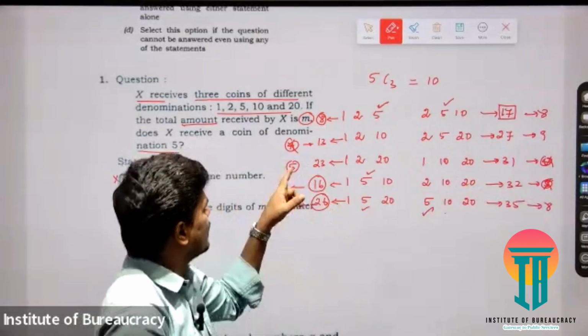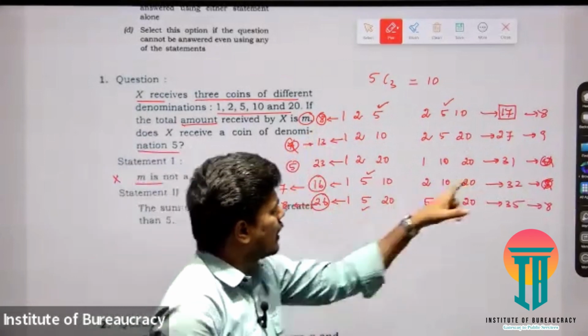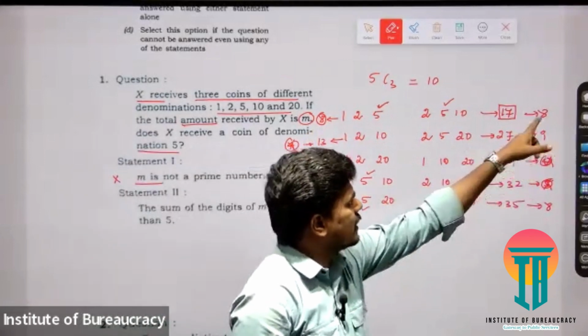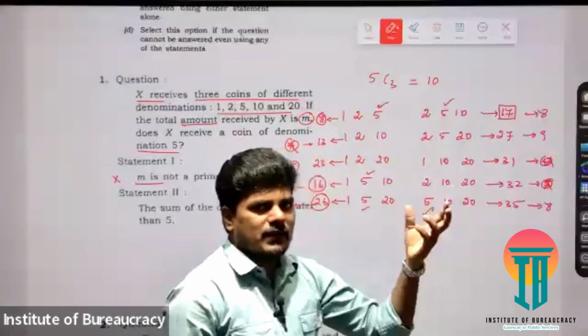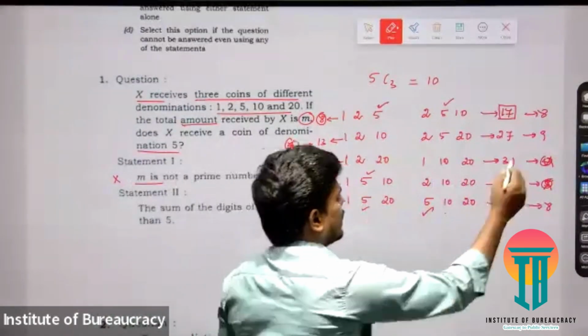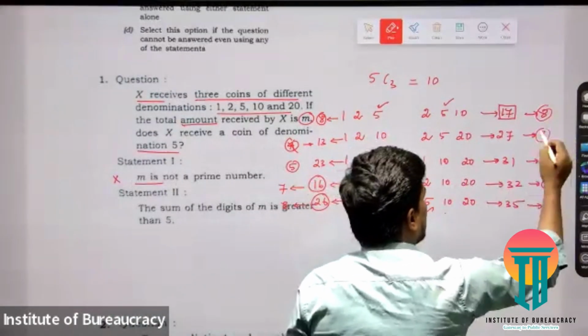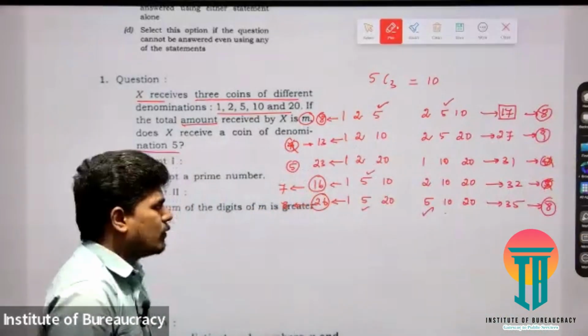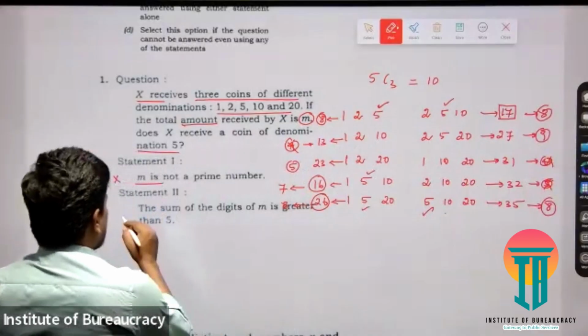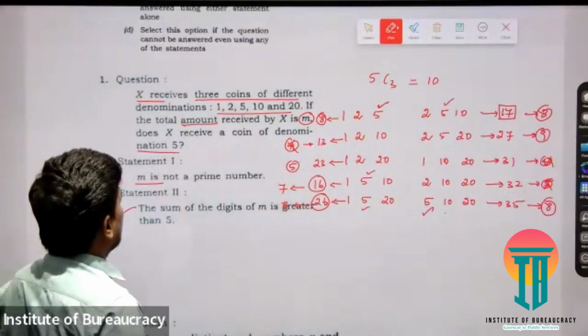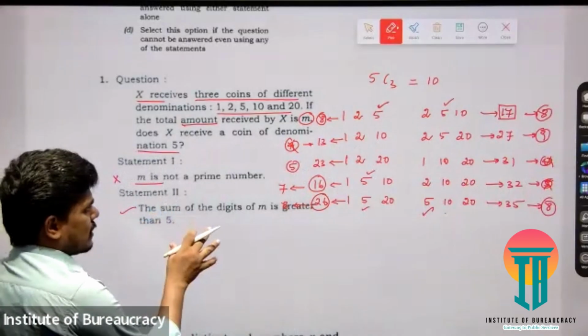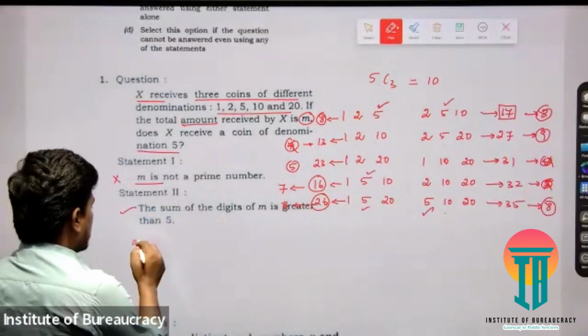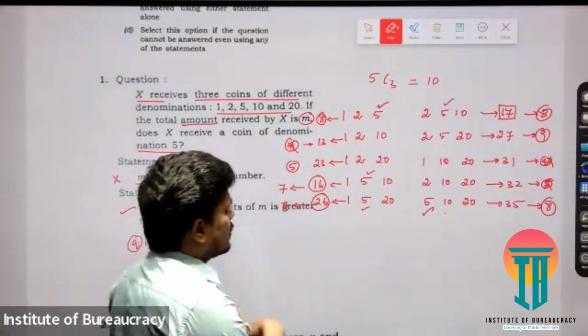So wherever I circled, and here 8, 9, these are the sums of the digits of M. So definitely in these cases there is one 5, so a 5 rupee coin is going to be there. Therefore, the second statement answers the question. One statement answers the question, not the other statement. Therefore, option A is the correct answer for this.